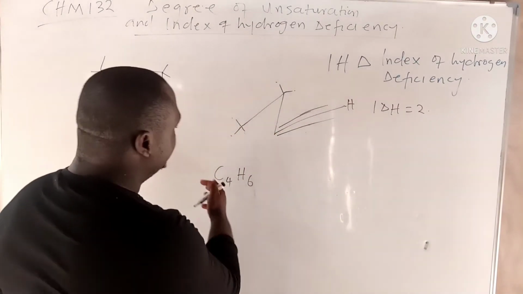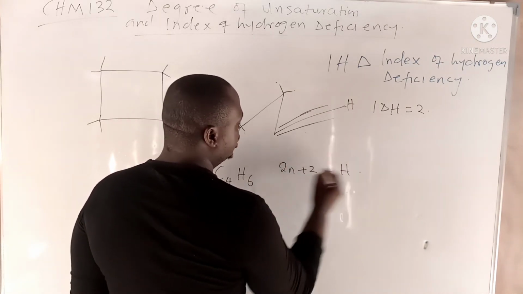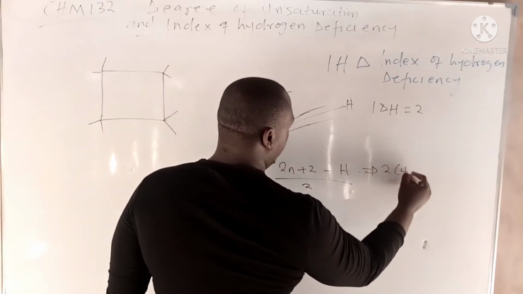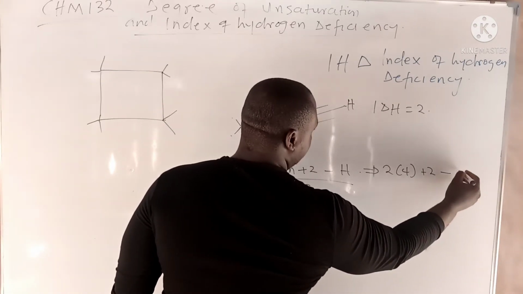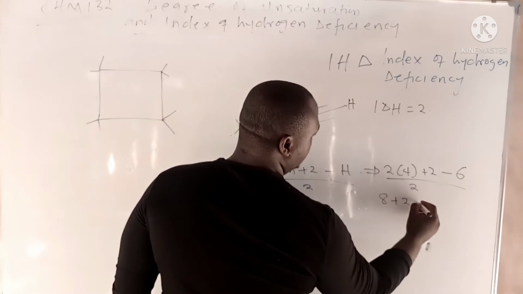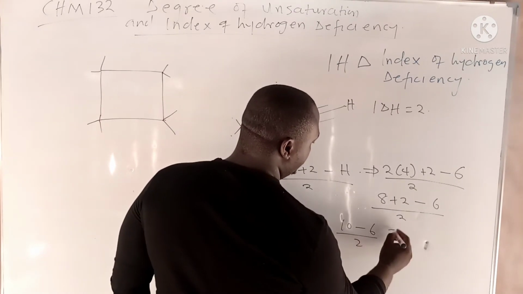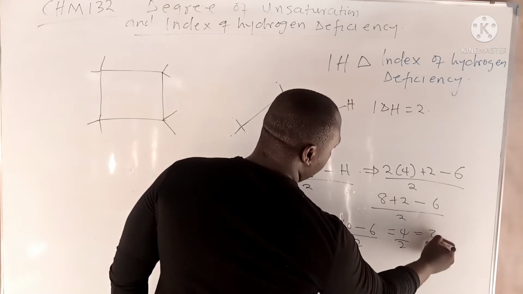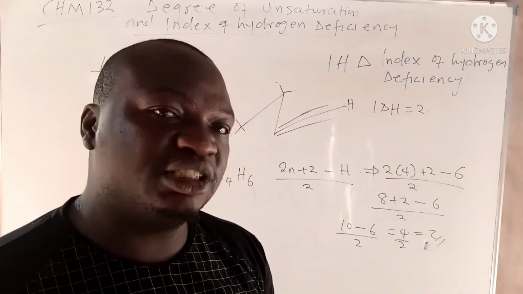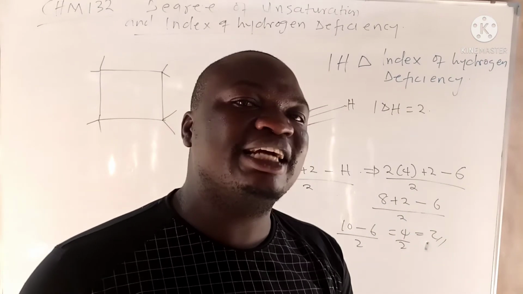And if you want to prove it, this is C4H6. Applying in our formula, 2N plus 2 minus number of hydrogen all over 2. And this will give you 2 times 4 plus 2 minus 6, and you divide everything by 2. So you have 8 plus 2 minus 6 divided by 2. So this will give you 10 minus 6 divided by 2, which will give you 4 divided by 2, which will give you 2. So, in the course of this video, I said the IDH for a single bond is 0, for a double bond is 1, for a triple bond the IDH is 2.